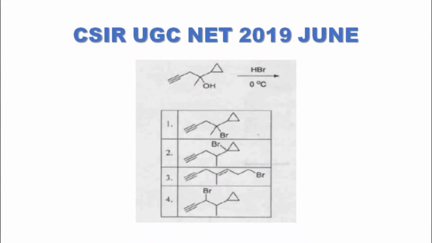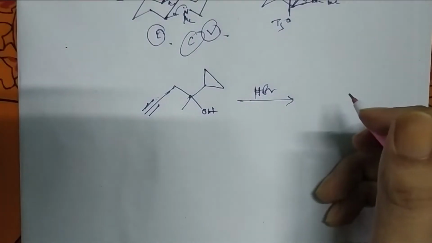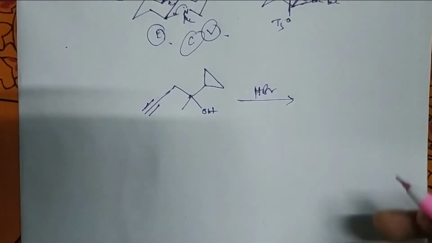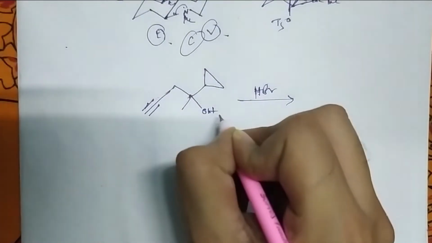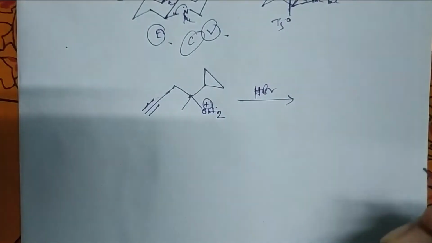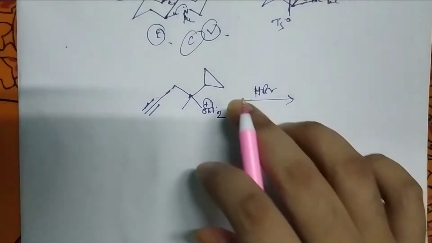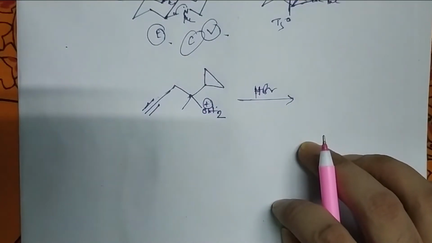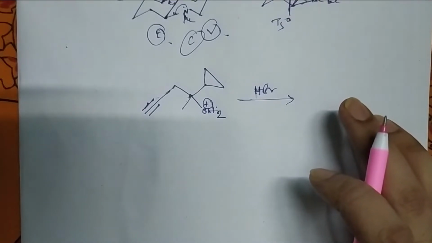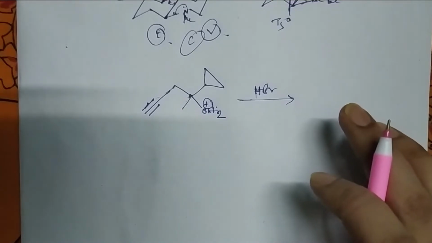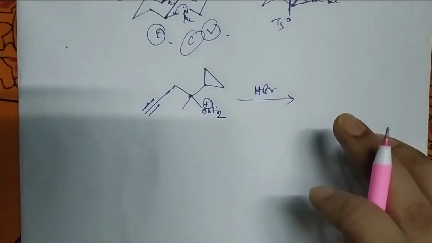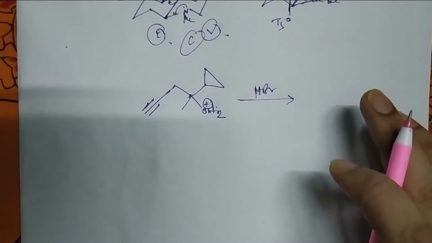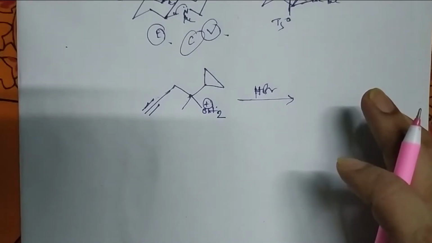So the next question appeared in CSIR NET again. By seeing the reaction, you can imagine that the alcohol group has to be protonated at first. So just protonate it. In the closer proximity, there is a strained 3-membered ring. The first thing that should strike your mind is that the ring has to be cleaved, because a leaving group has been created, so something has to be donated by bond movement, or some sigma bond movement has to be there.